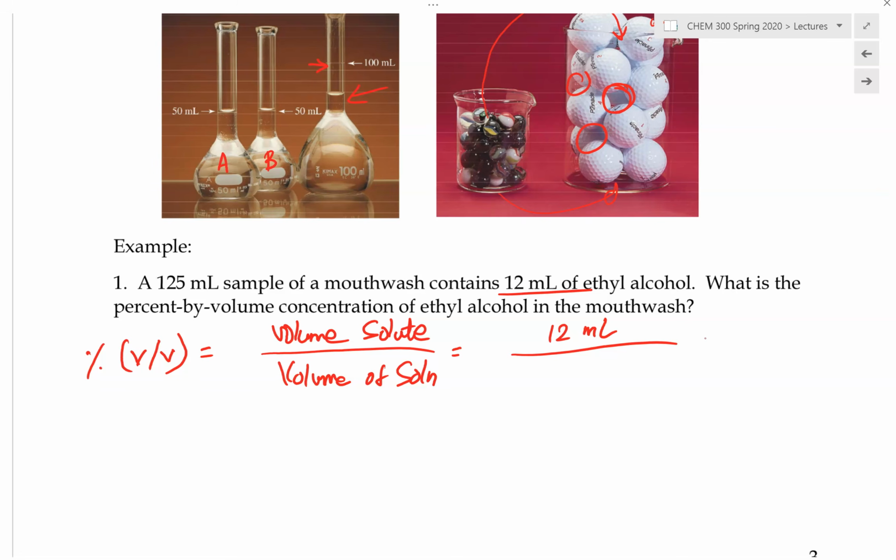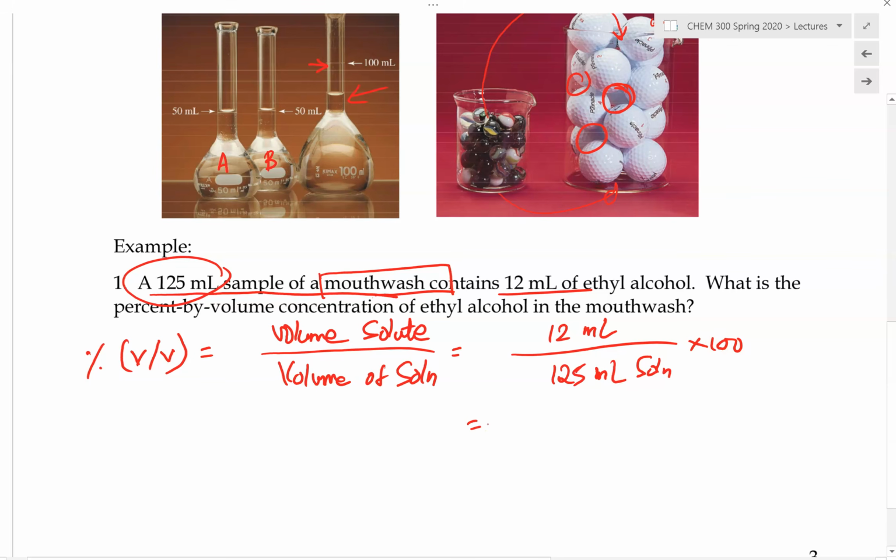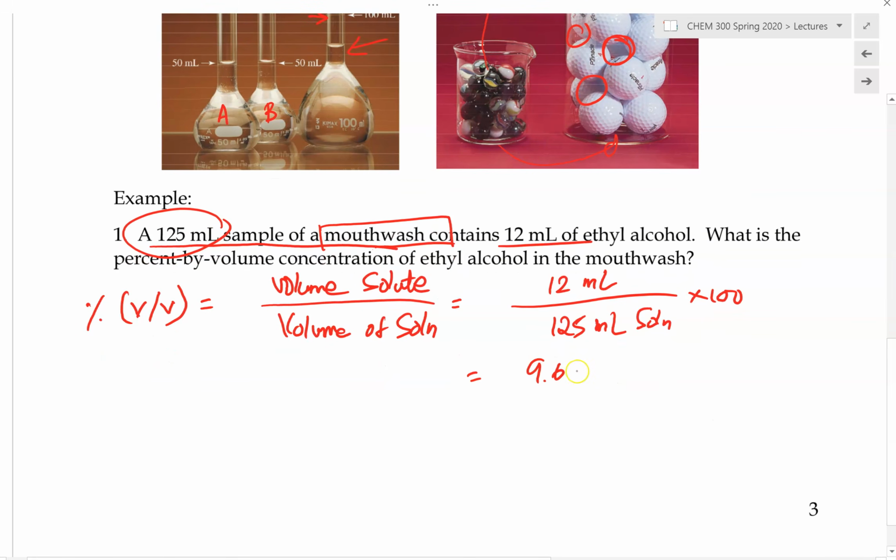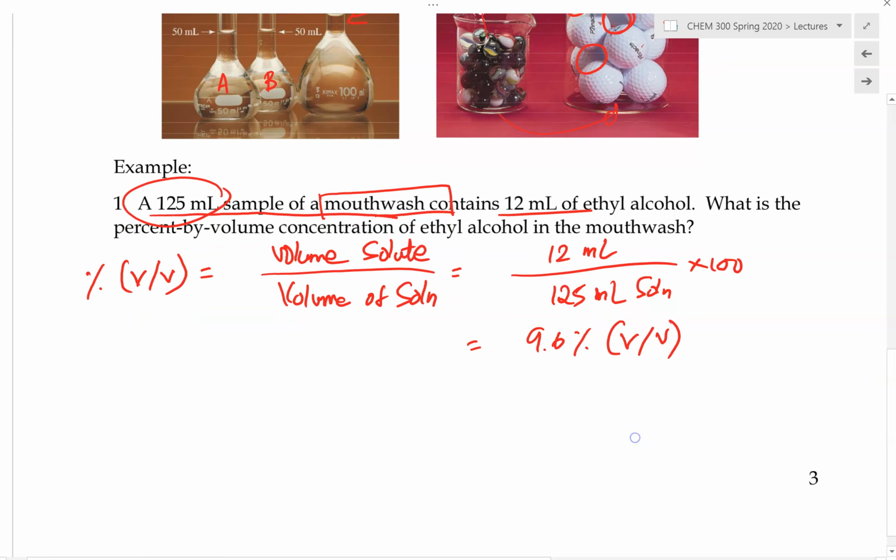as well. And in this case right here, this mouthwash is our solution. And here we've been told its volume is 125 milliliters. So over 125 milliliters of the solution multiplied by 100, and this would then equal 9.6%. And again, we have to specify that this is the percent by volume, so we would label that by putting V over V. Okay. And now, in this case right here, we have 125 milliliters of this mouthwash. And within it, there are 12 milliliters of ethyl alcohol.